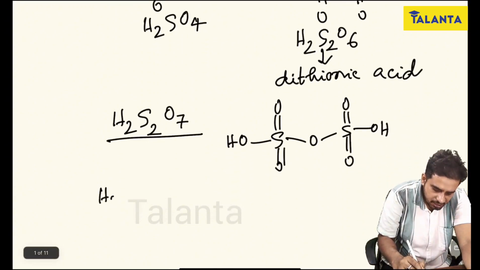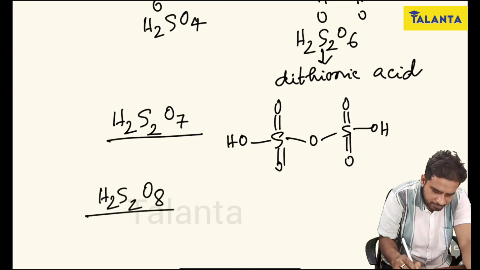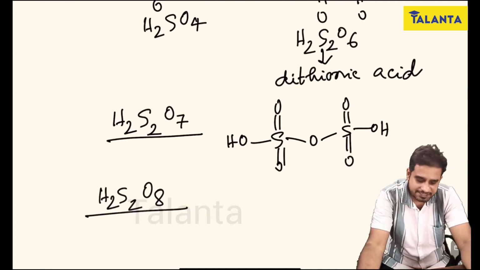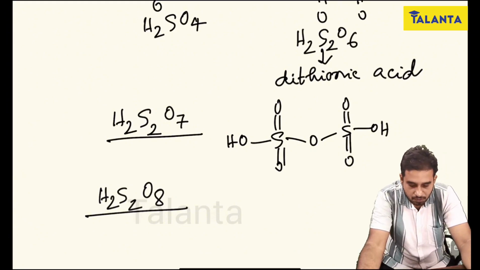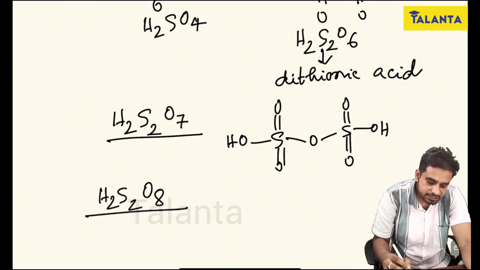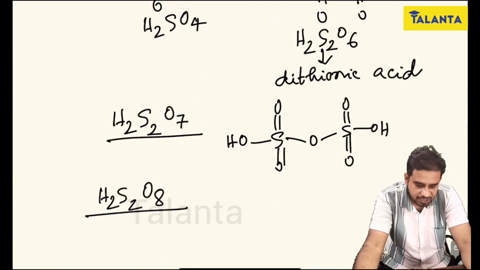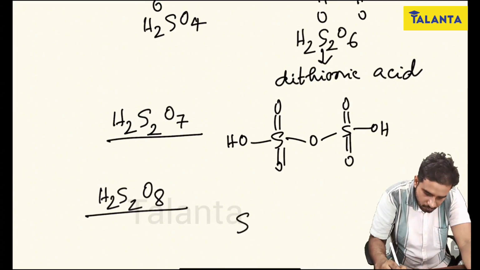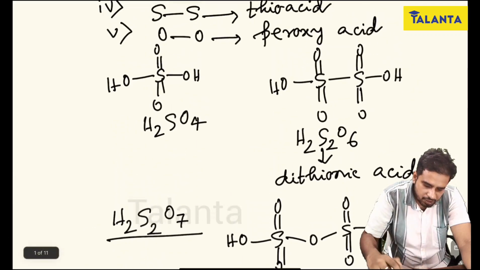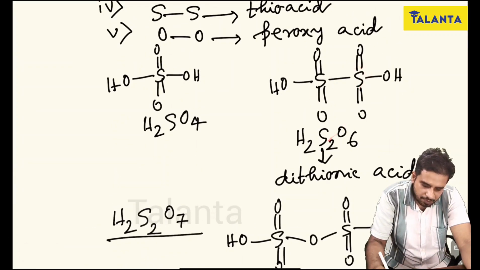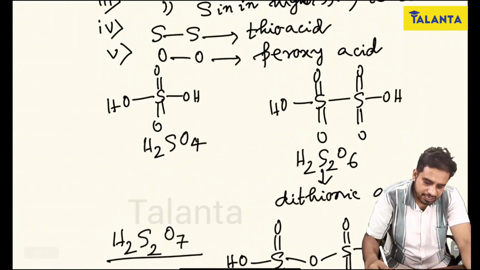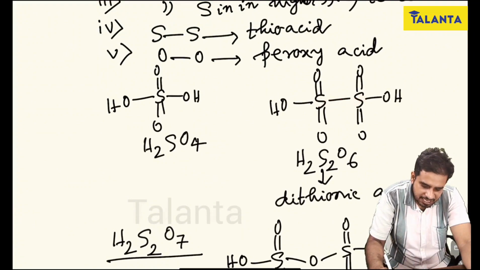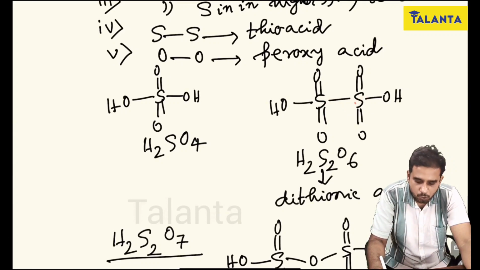Then the structure is H2S2O8. It is referred to as Marshall's acid or peroxydisulfuric acid. This structure we also have to think of on the basis of the structure of H2S2O6. The difference between H2S2O6 and H2S2O8 is two oxygen atoms. Between the sulfur atoms, two oxygen atoms will be inserted, making a peroxy linkage, meaning O single bond O.